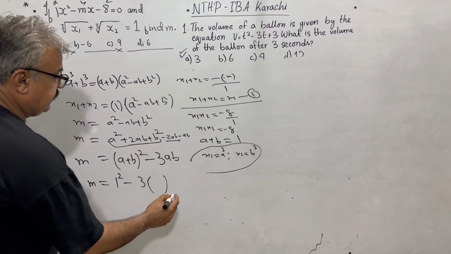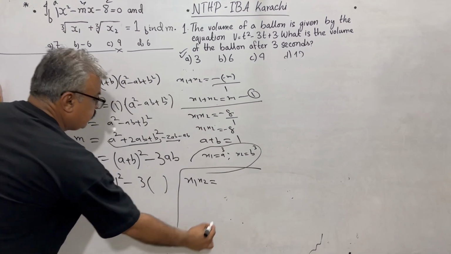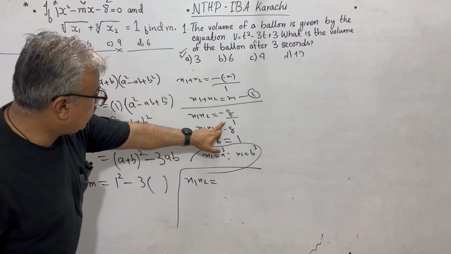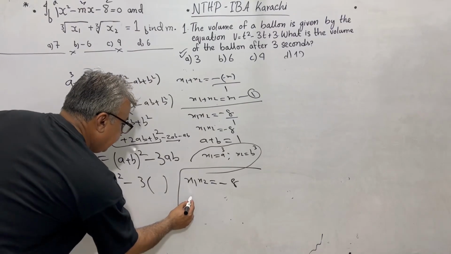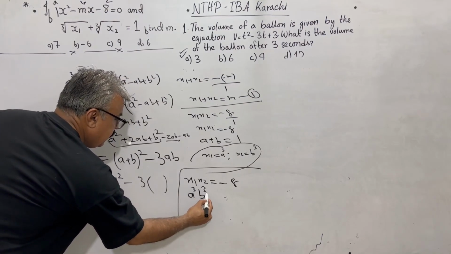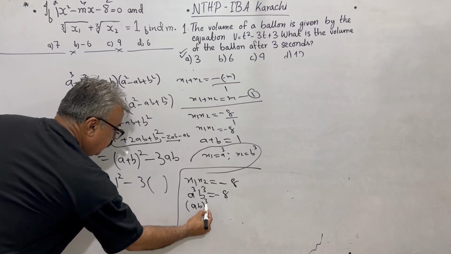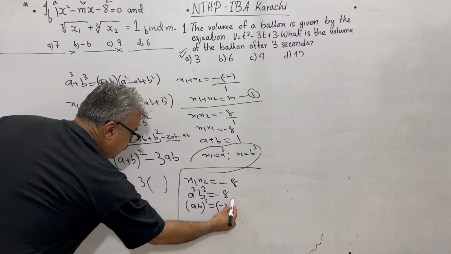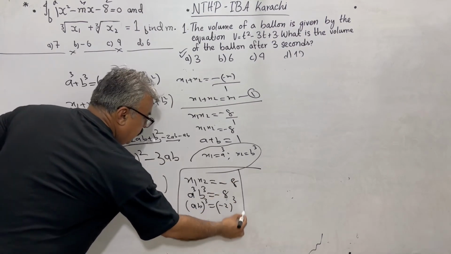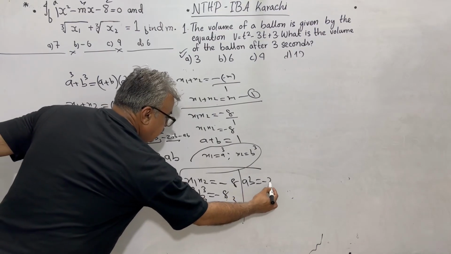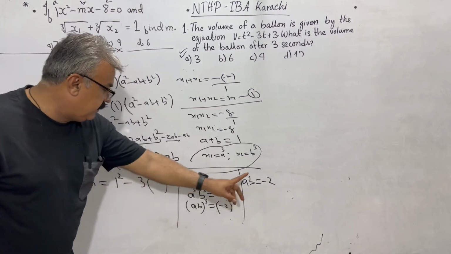It must be something like x1 into x2. The product of the roots is given by minus 8. x1 is a cube, so a cube times b cube is equal to minus 8, or I can write ab whole cube. Instead of minus 8, I can write minus 2 cube. The 3 and 3 cancel. So the value of ab is equal to minus 2, taking the cube root on both sides.